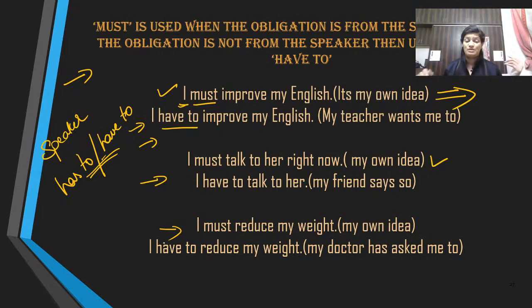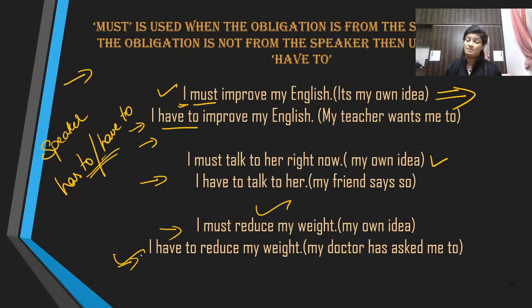Again, another example. I must reduce my weight because I see that I have put on weight, and I must because I feel the necessity. I must. I feel it. I have to reduce my weight. I don't think it's required. I think I'm pretty okay for myself, but my doctor says I'm pretty fat and that I have to reduce my weight. So again, from the other person.